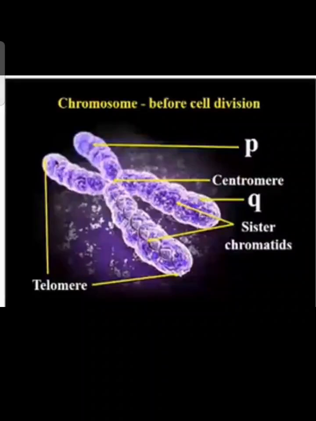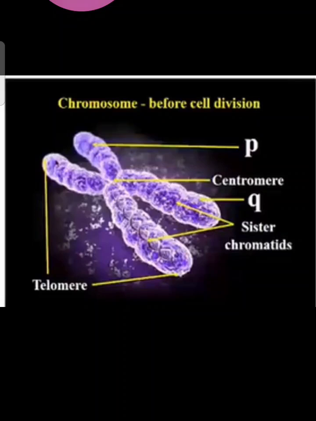Now, we are going to talk about metacentric, submetacentric, and acrocentric chromosomes. But before that, I'd like to remind you that the short arm we usually call P, and the long arm we call Q. You can remember P comes before Q, so shorter than the longer. The end of the chromosome we call the telomere, and the center of the chromosome we call the centromere.